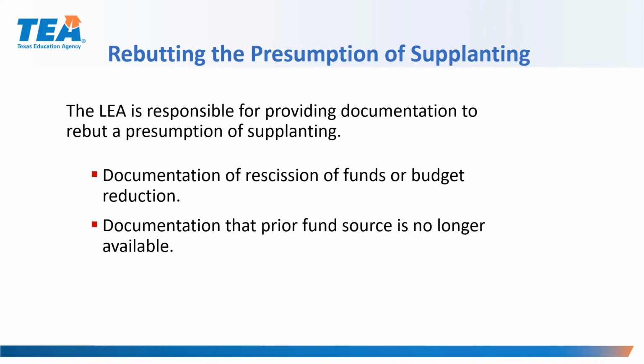There are circumstances where it may be possible to rebut the presumption of supplanting, but the LEA is responsible for providing documentation to do this. Documentation might include documentation of a rescission of funds or a budget reduction, or documentation that a prior fund source is no longer available.